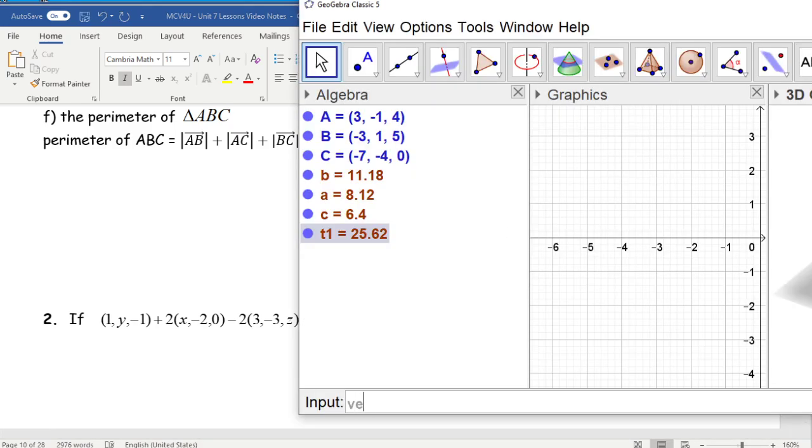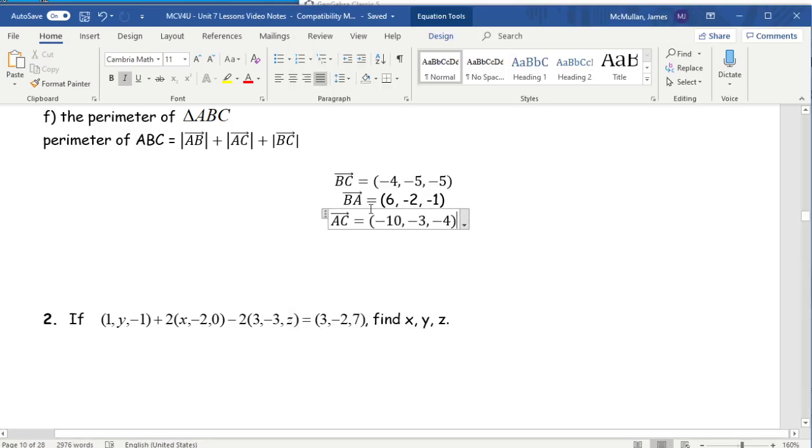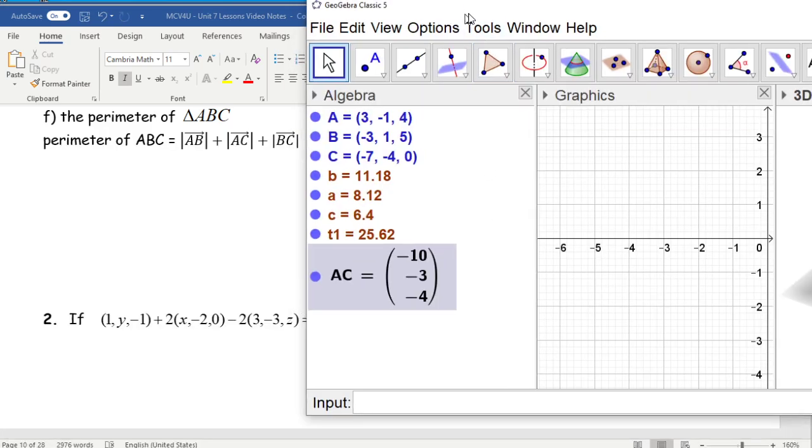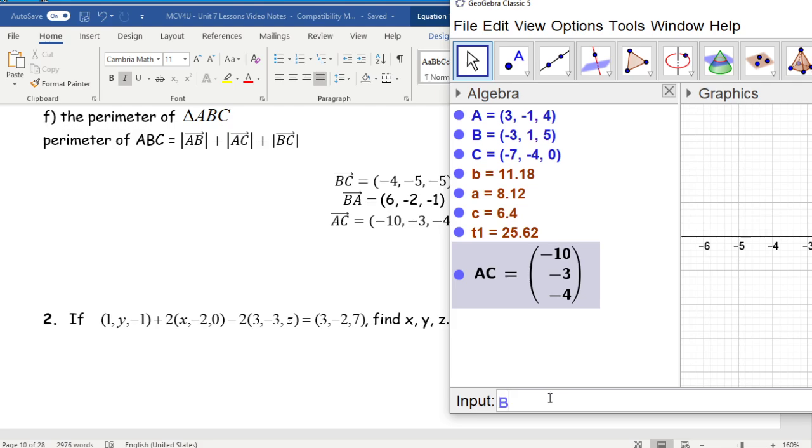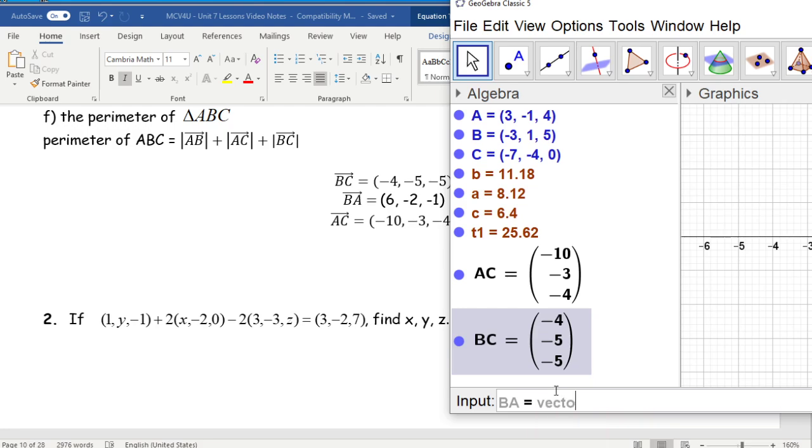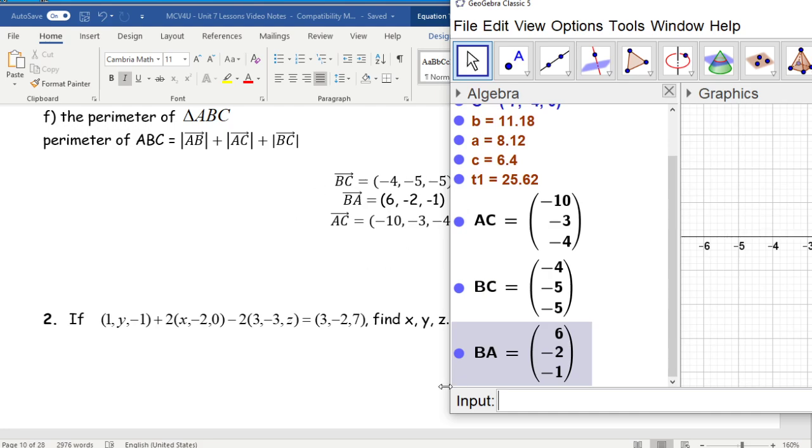Again, a quick check here. Vector, so let's say AC equals vector AC. And I get negative 10, negative 3, negative 4. Let's check my other work just while we're here. It's easy enough to do. BC equals vector from B to C. And BA equals vector from B to A. Okay, and everything I have is right.